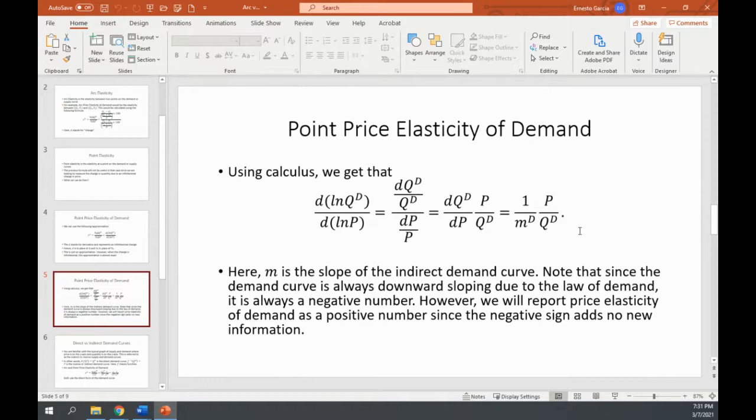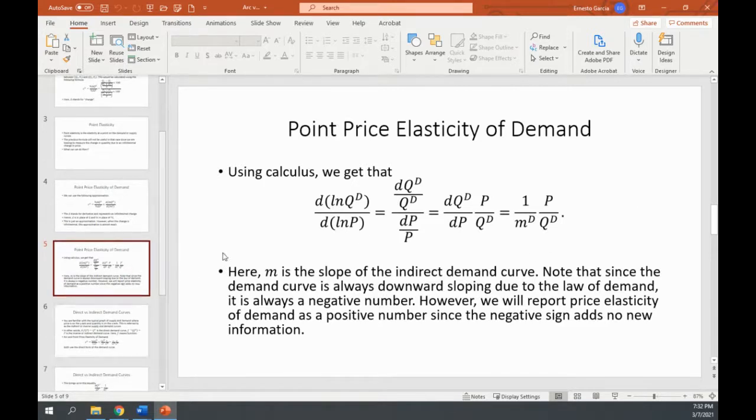So what is m superscript d? m superscript d is the slope of the indirect demand curve. Essentially, the derivative of the quantity demanded with respect to price is equal to 1 over the slope of the indirect demand curve. Now, we should know that the demand curve is always downward sloping due to the law of demand. So this slope is always a negative number. We just drop the negative sign because it doesn't add any information. We know that price elasticity of demand is always negative.